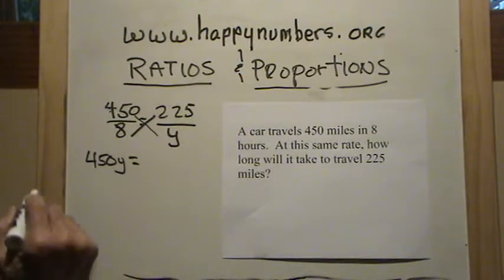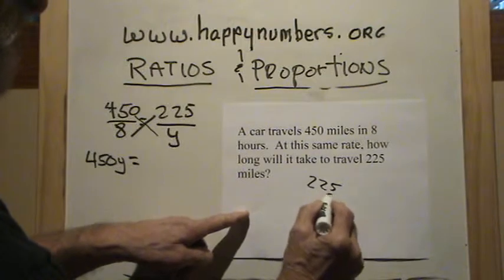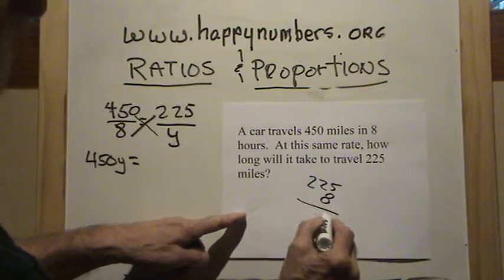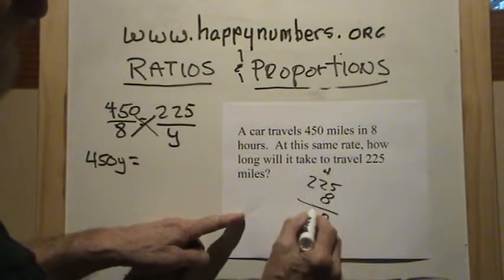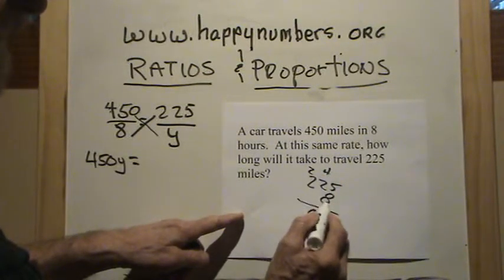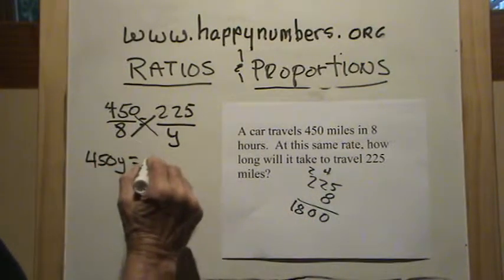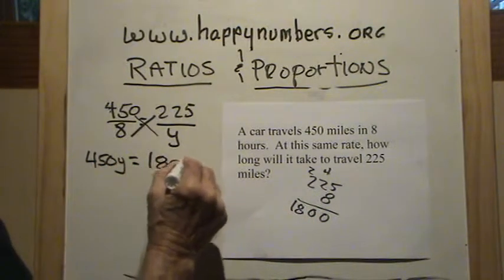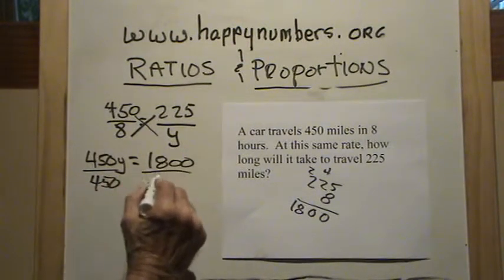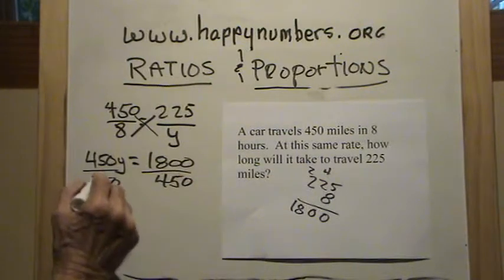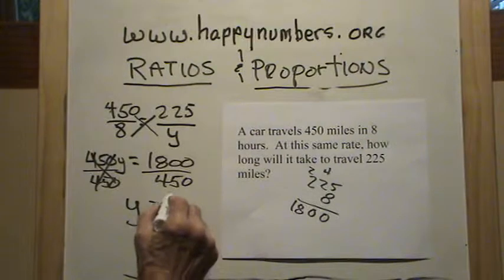225. Let's do that here. 225 times 8. That's 40. Carry the 4. 8 times 2 is 16 and 4 is 20. Carry the 2. That's 16, 18. So 450y equals 1,800, and we divide by 450, and this goes away, and we come out with y equals 4.